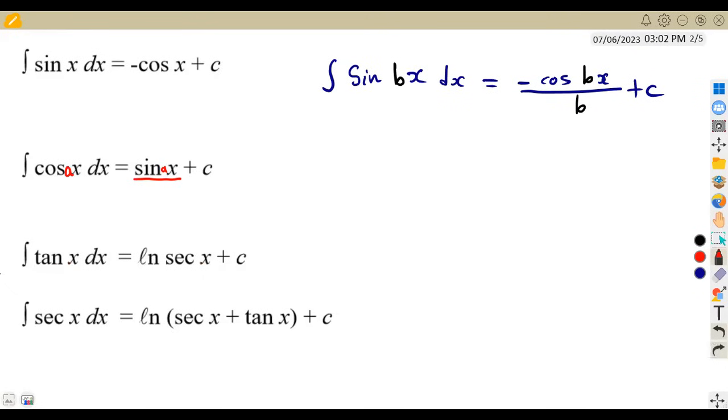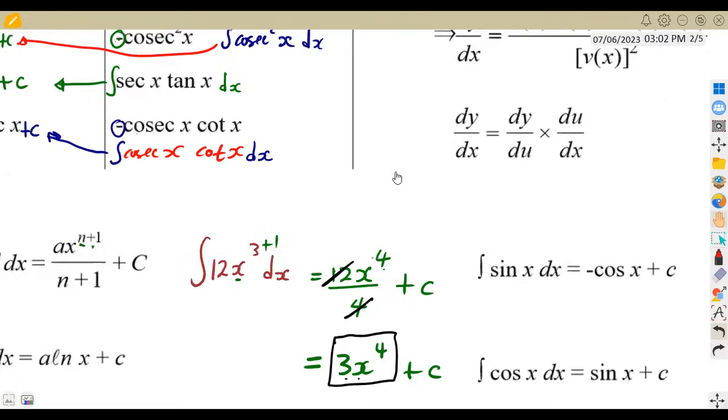You are just the opposite of derivatives. If you were multiplying, this time you divide by this number. So like I said, it's going to affect every integral that has got a trig function. So I'm not going to explain all of them. You just need to know from this one.